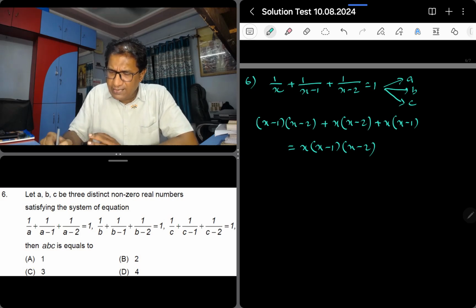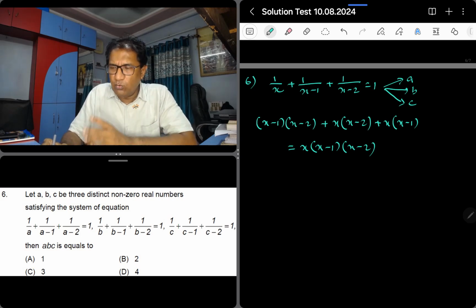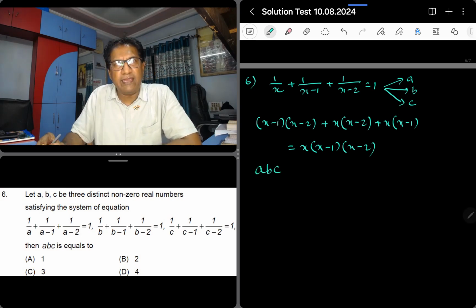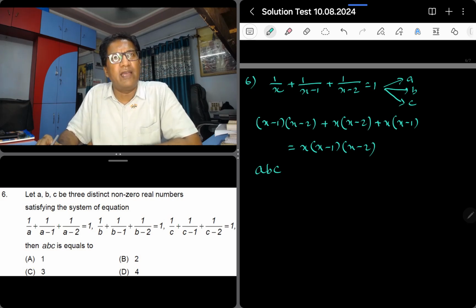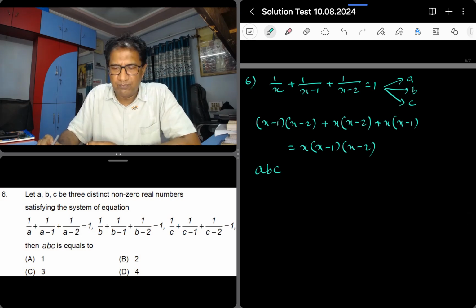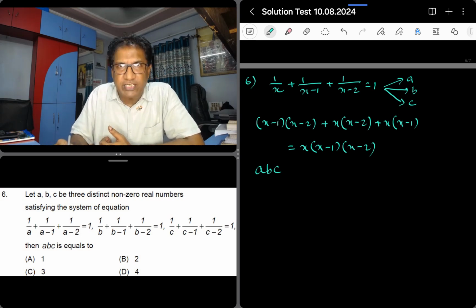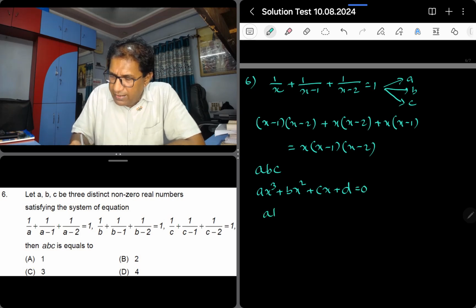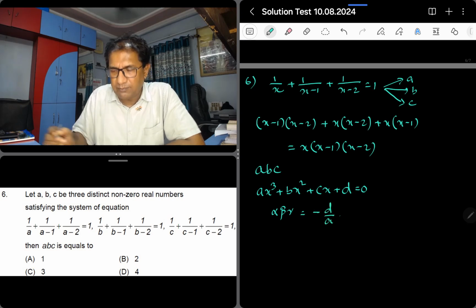Okay? Now, this equation has three roots A, B, C. Now, they have asked to find out the value of A into B into C. That is, they want to find out the product of three roots. And we all know it's a cubic equation, right? It's a cubic equation. So, we know that for a cubic equation like this, the product of three roots will be, if the roots are say alpha, beta and gamma, alpha beta gamma will be minus of d over a.